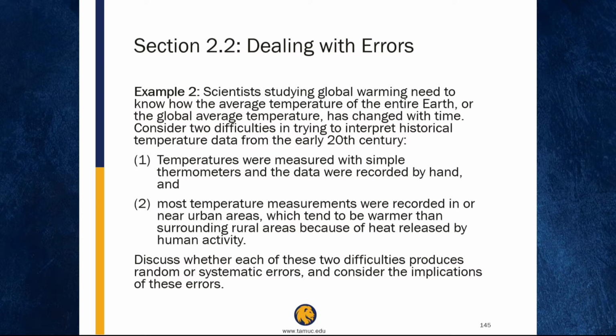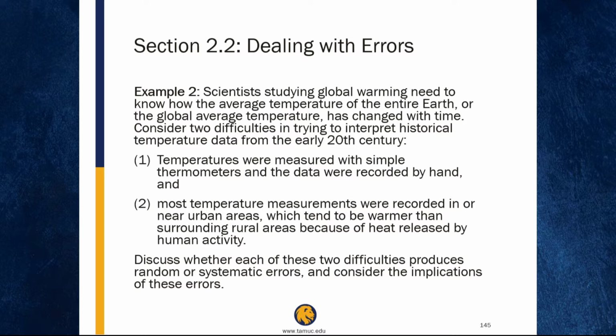And so here's another situation where errors pop up quite a bit. Scientists studying global warming need to know the average temperature of the entire Earth, or the global average temperature, has changed with time. Consider two difficulties in trying to interpret historical temperature data from the early 20th century. 1. Temperatures were measured with simple thermometers and the data were recorded by hand, and 2. Most temperature measurements were recorded in or near urban areas, which tend to be warmer than surrounding rural areas because of heat release by human activity.